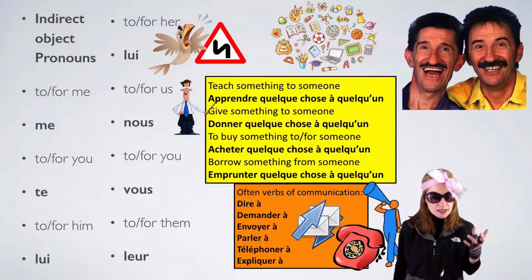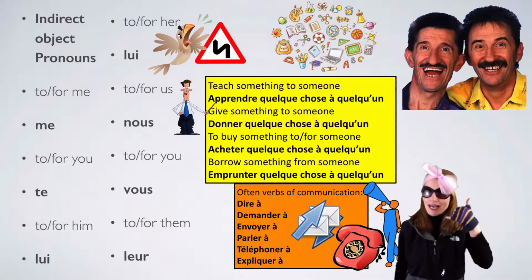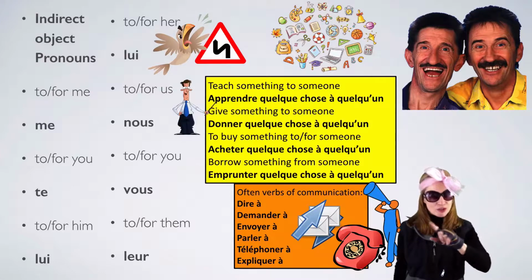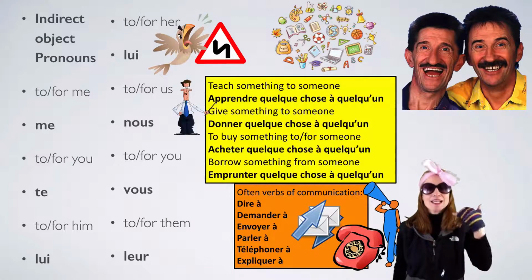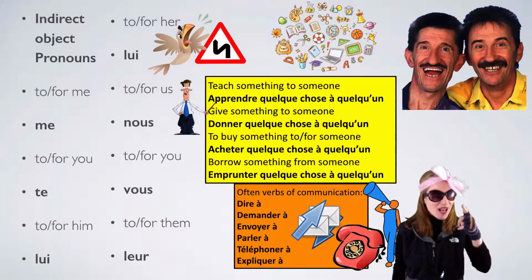Often, these verbs that are followed by à, they're often, not always, verbs of communication. Dire à. Demander à, to ask. Envoyer à, to send something to someone. Parler à quelqu'un, to speak to someone. Téléphoner à quelqu'un. We don't use telephone to someone, but the French do. Téléphoner à quelqu'un. Expliquer à quelqu'un. These as are going to bring up these indirect object pronouns.